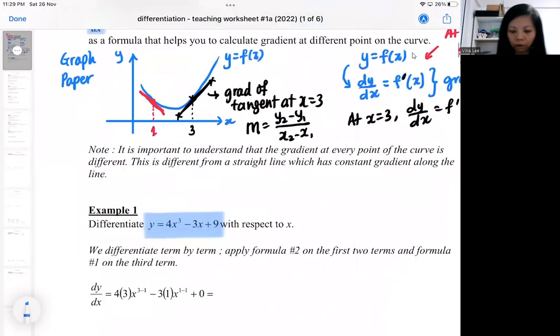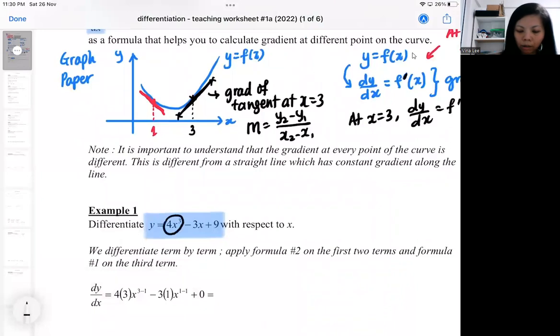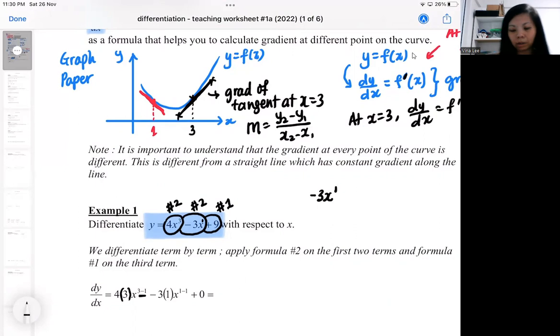If you look at the cubic function, we're going to differentiate one by one. You might want to decide, this one looks like my formula number 2. This one looks like my formula number 2 as well, because the x is side by side with the number. Whereas this is just a constant, so that looks like my formula 1. So I'm going to apply formula 2 on the first term. When I apply formula 2, I will bring down the power and I will subtract the power. So for minus 3x, the power is 1. The power is invisible.